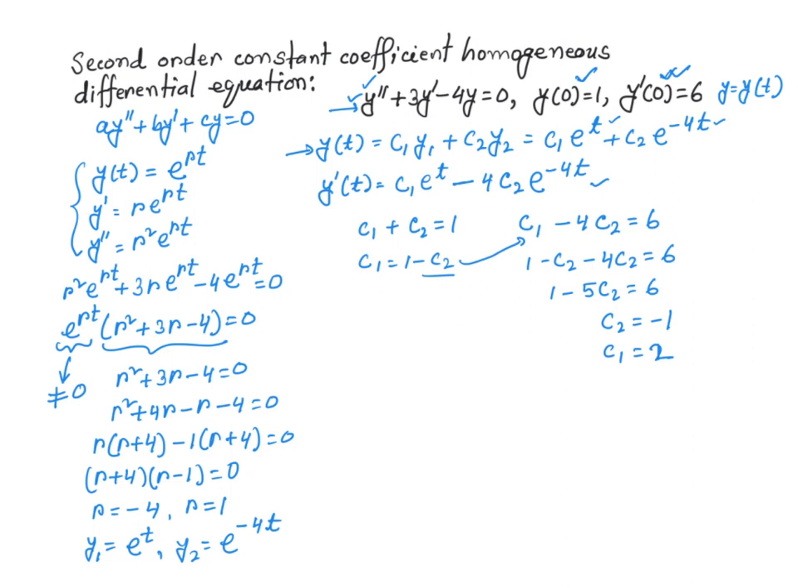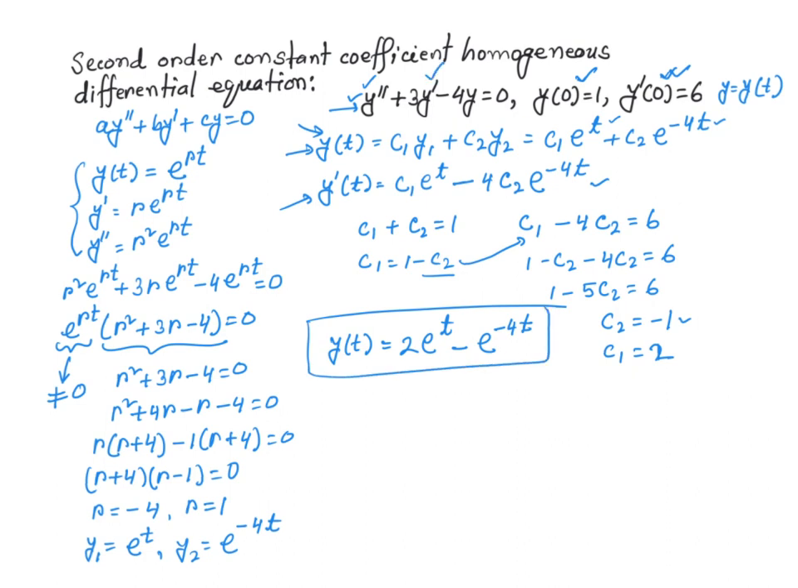So now I can just go ahead and plug in these values right here. So that's going to give me y of t is equal to c1, which is 2 e to the power t, plus c2, which is negative 1, so negative e to the power negative 4t. So that's going to be your solution. So this is the solution to this equation.